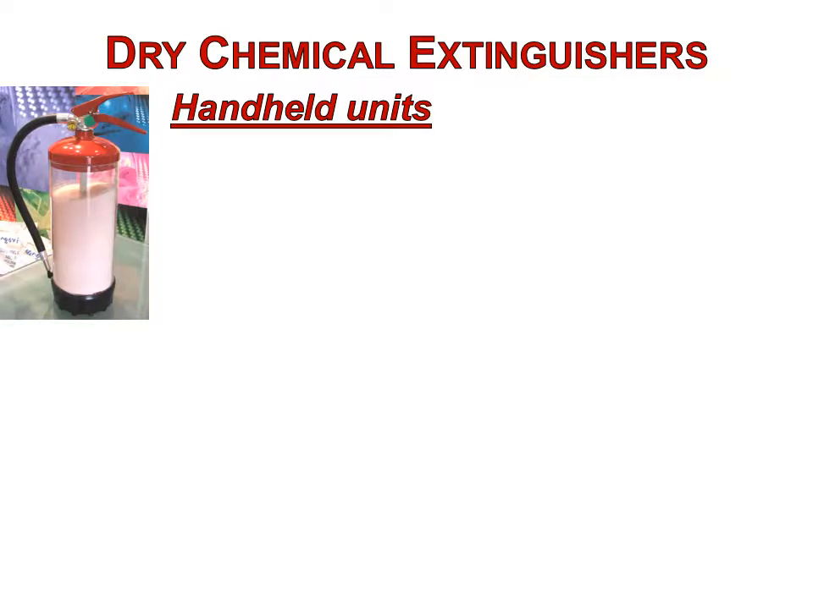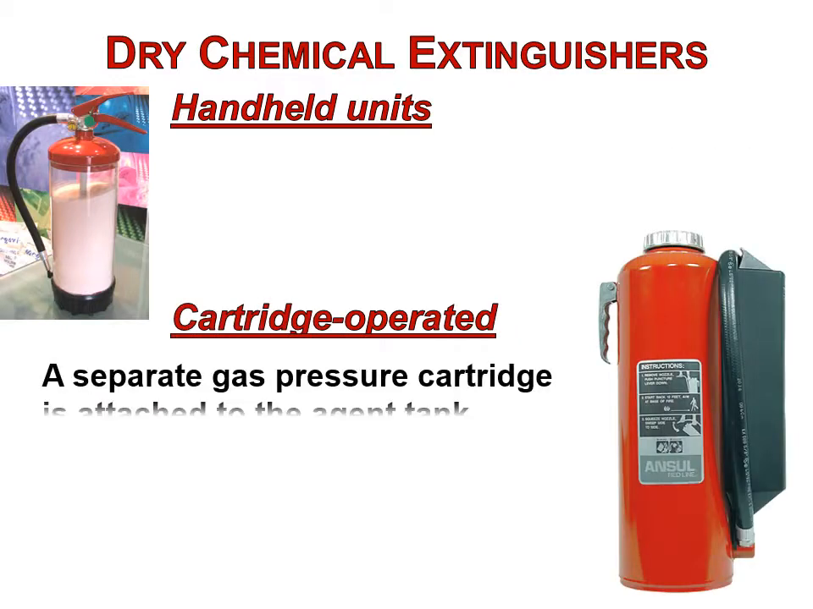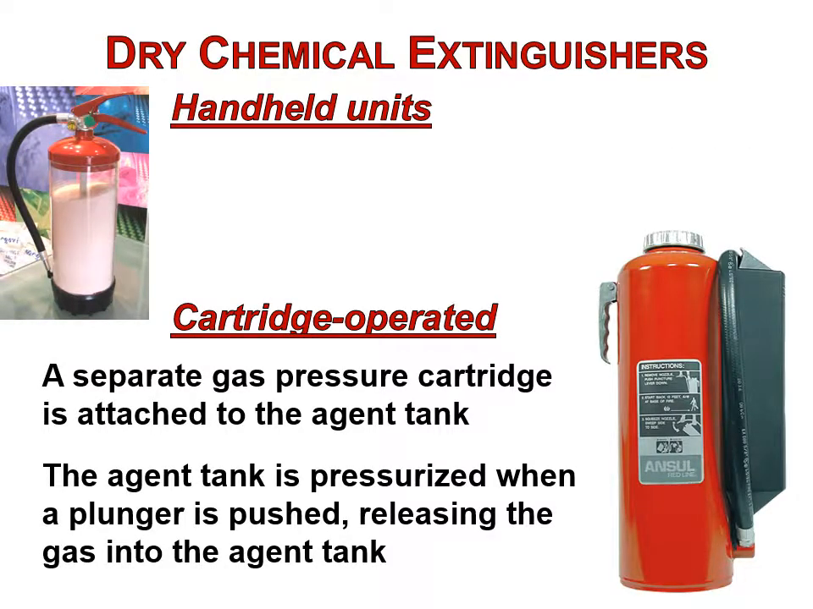Number 4, handheld units. Stored pressure: a constant pressure of about 200 psi is maintained in the agent storage tank. Cartridge operated: a separate gas pressure cartridge is attached to the agent tank. The agent tank is pressurized when a plunger is pushed, releasing the gas into the tank.